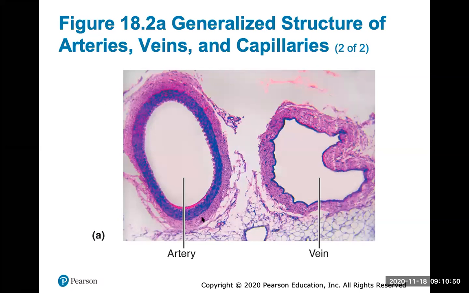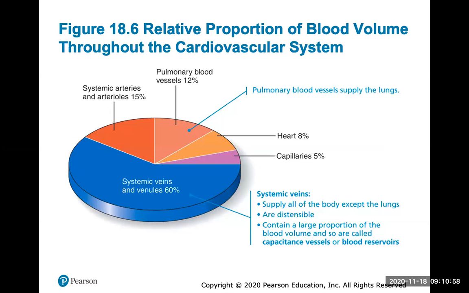So again, this is a look at how arteries and veins differ. Veins have much thinner tunic layers and they're able to be collapsed. This is the relative proportion of blood volume throughout your cardiovascular system, and again, showing that about 60 to 65% of your blood is stored in the blood reservoir of your systemic veins and your venules.